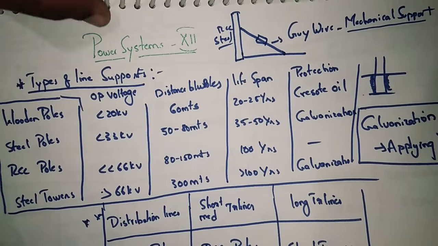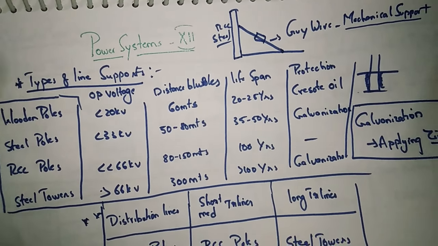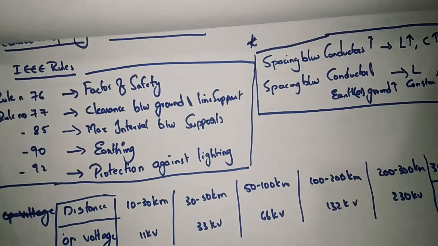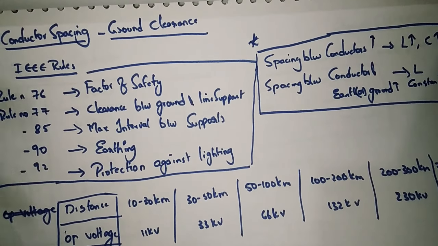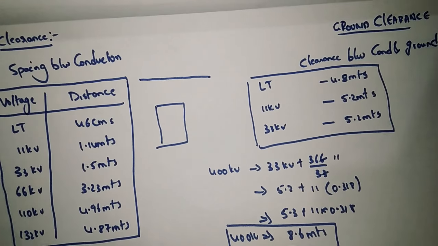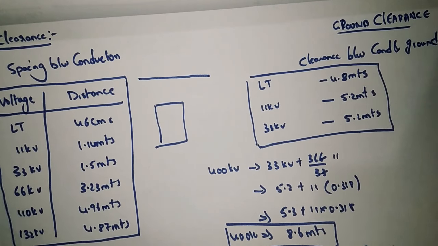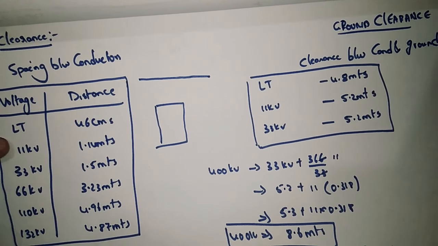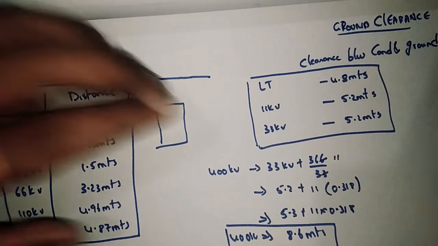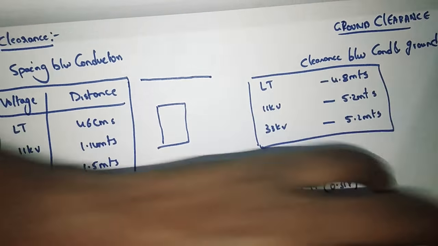In the previous class we studied power systems part 12. We covered types of line supports, some important IEEE rules, conductor spacing, spacing between conductors to be allotted with their respective voltages, and clearance between conductor and ground.